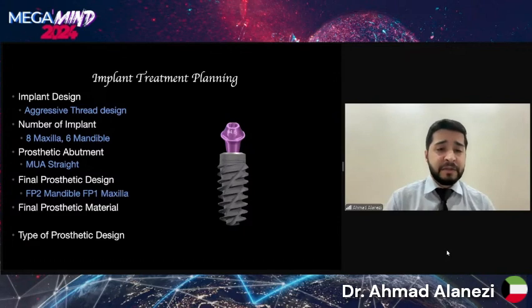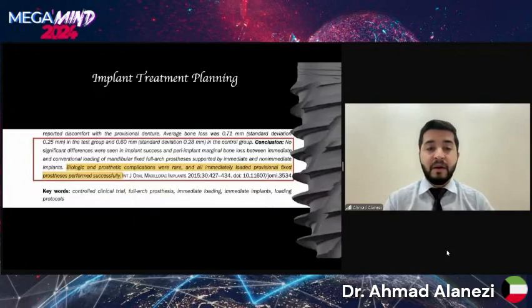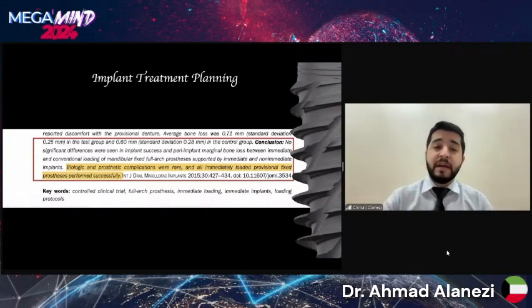The final prosthetic design will be FP2 in the mandible and FP1 in the maxilla. The final prosthetic material will be monolithic zirconia, and the type of prosthesis, as we discussed, segmented in the upper and splinted in the lower. And this is a paper that I collected saying that when you are planning for immediate implant placement and immediate provisionalization, the biological and prosthetic complications are rare. But I would read this with caution, knowing that you have addressed all the risk factors beforehand.